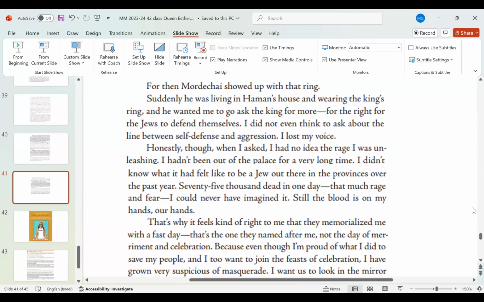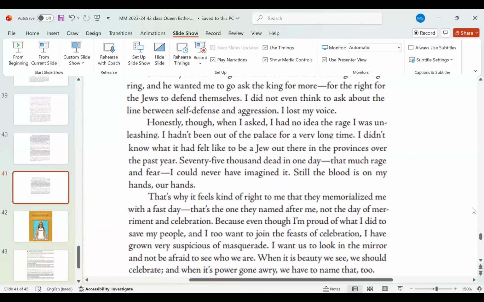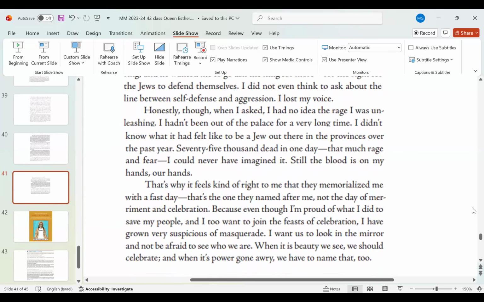I hadn't been out of the palace for a very long time. I didn't know what it had felt like to be a Jew out there, in the provinces over the past year. 75,000 dead in one day. That much rage and fear, I could never have imagined it. Still, the blood is on my hands, our hands.